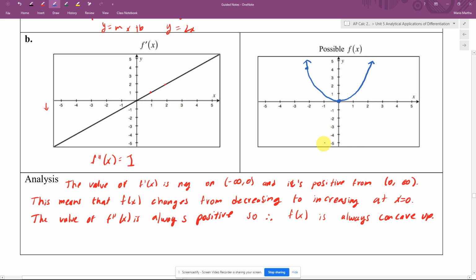And again, here I could have a different y-intercept. It really doesn't matter. I just wanted to start at 0 here, okay? But for sure, this would always be true: it changes from decreasing to increasing at x equals 0.